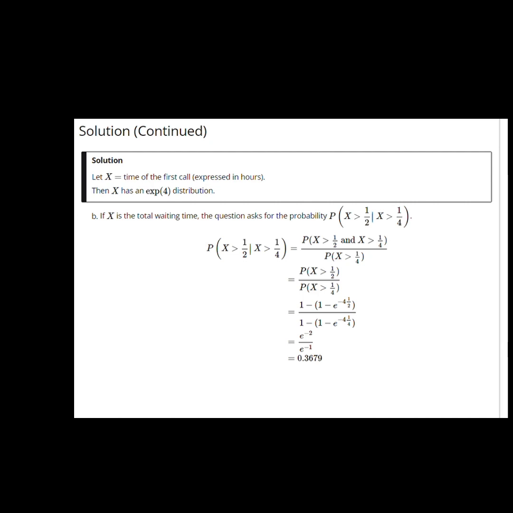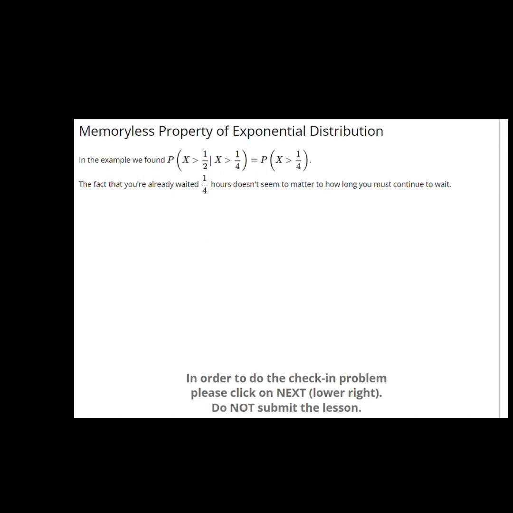This is quite curious. The probability we have to wait 15 minutes is 0.368. But if we've already waited 15 minutes, the probability we have to wait another 15 minutes is exactly the same, 0.368. This is referred to as the memoryless property of the exponential distribution. For a Poisson process, whether or not you've already waited 1/4 of an hour for an event doesn't influence how long you still have to wait for an event.